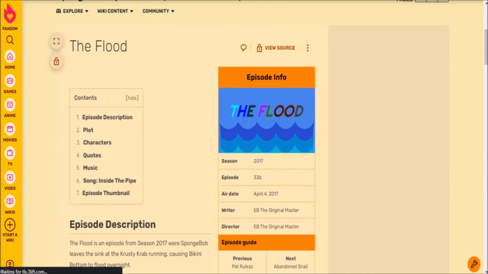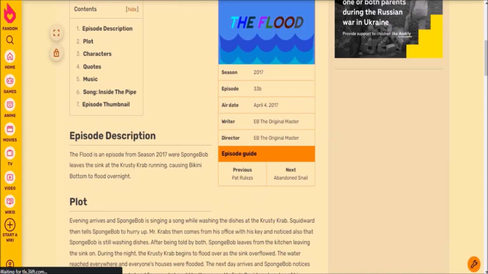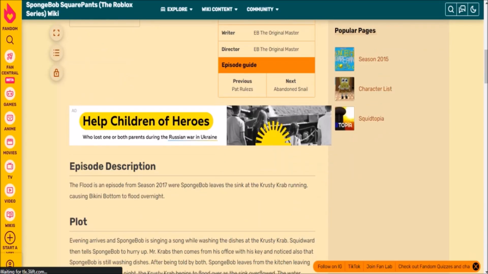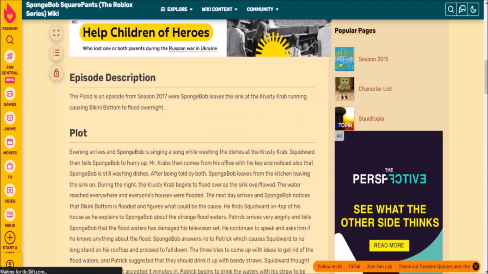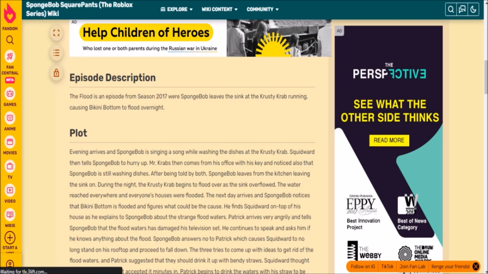All right, so we have the episode description. The Flood is an episode from season 2017 where SpongeBob leaves the sink at the Krusty Krab running, causing Bikini Bottom to flood overnight. So we have the plot. Evening arrives, and SpongeBob is singing a song while washing the dishes at the Krusty Krab.